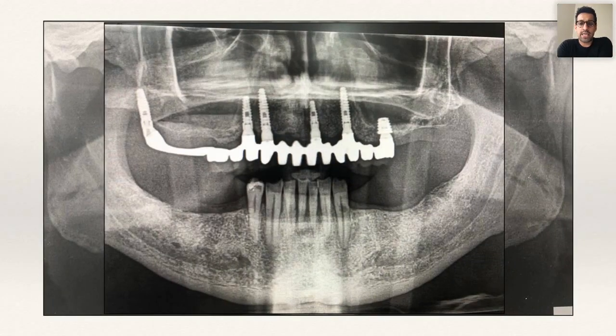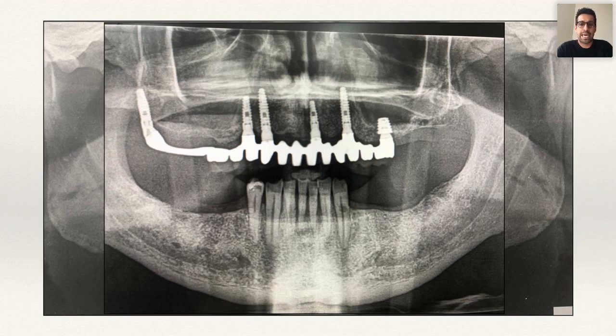So that's only the two cases that I wanted to go through. I'm conscious of the time, but I just want to illustrate a few other cases where I've utilized pterygoids and talk through why I utilize pterygoids. I did have some other x-rays for this particular case, but unfortunately they're not showing up in the webinar. But let me give you some background to this case.